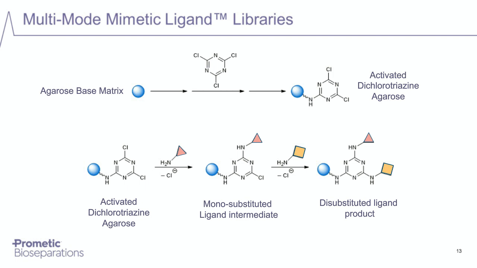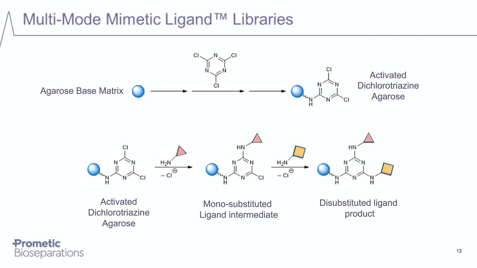When we react the first amine compound, the reactivity of the remaining chlorine is a lot less than the reactivity of that first chlorine. So that means that we can drive these reactions to completion. So we get a very clean synthesis, the attachment of the first amine. We wash away the unreactive materials, and then we can react the second amine with the remaining chlorine to give us this di-substituted ligand product.